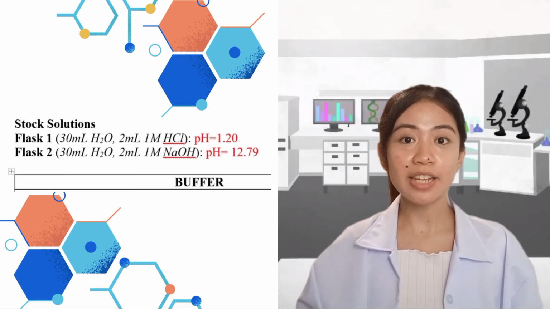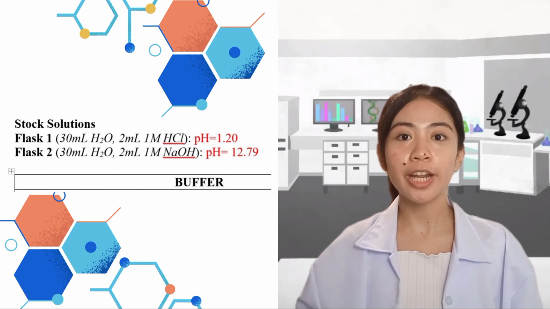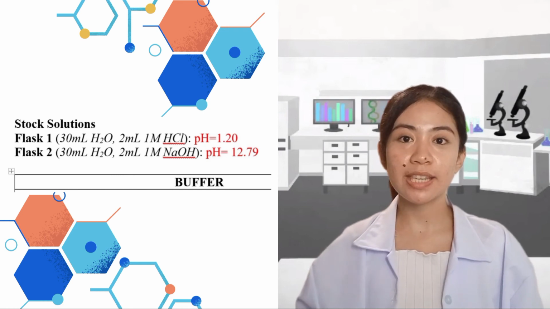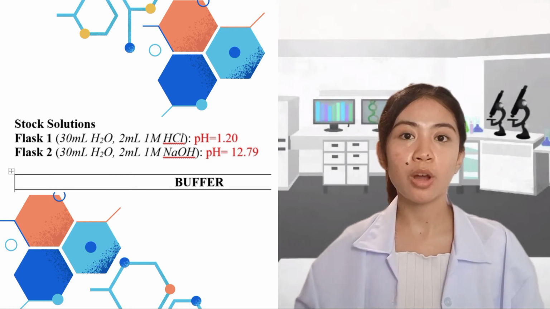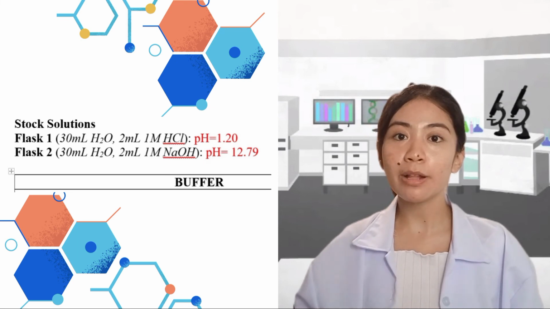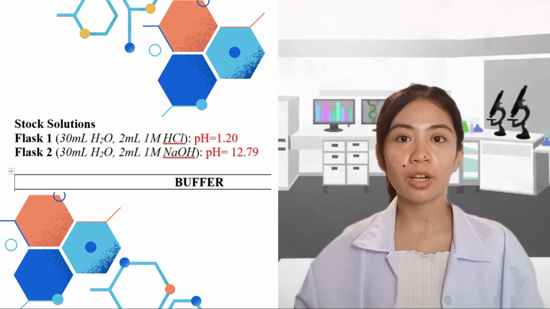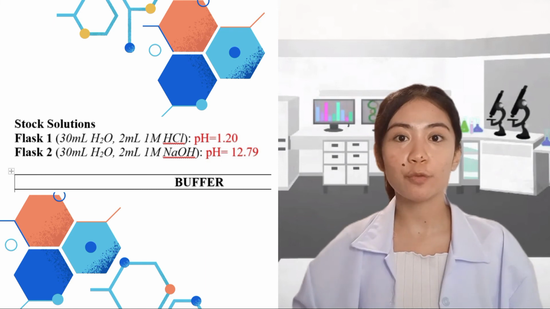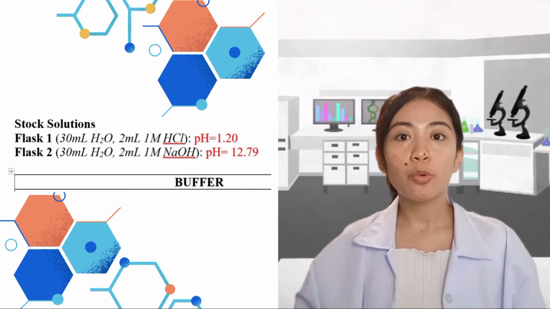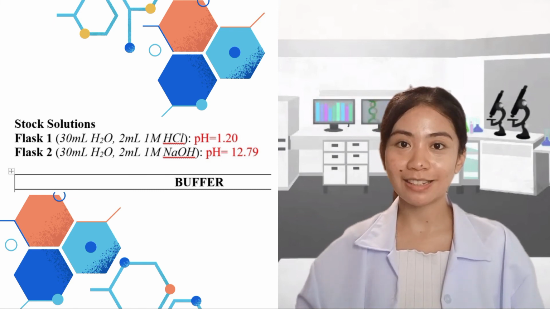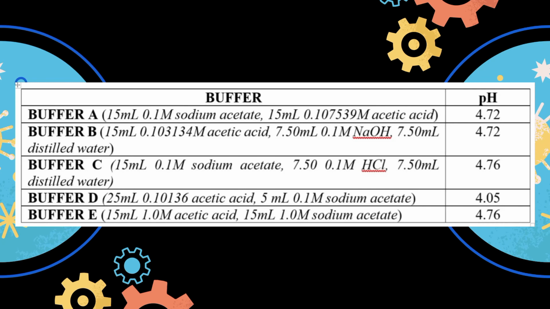Stock solution in flask 1 composed of 30 ml water and 2 ml of 1 molar HCl had a pH of 1.2, while flask 2 composed of 30 ml water and 2 ml of 1 molar NaOH had a basic pH of 12.79. Meanwhile, water has a neutral pH of 7. Buffer T had the most acidic pH of 4.05 since it was composed mainly of acetic acid, while buffer A and B had the same pH of 4.72.